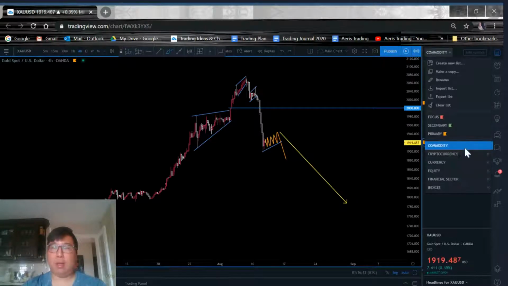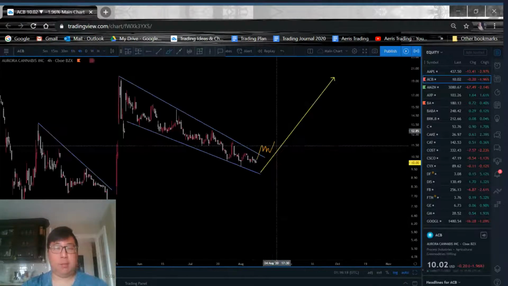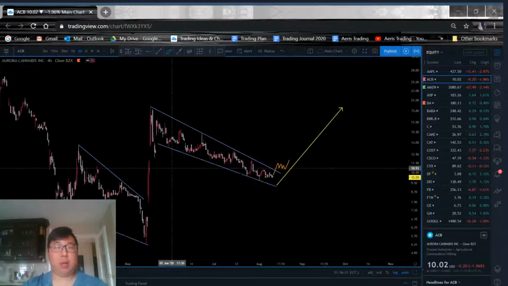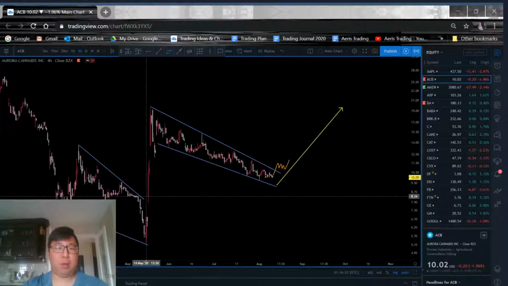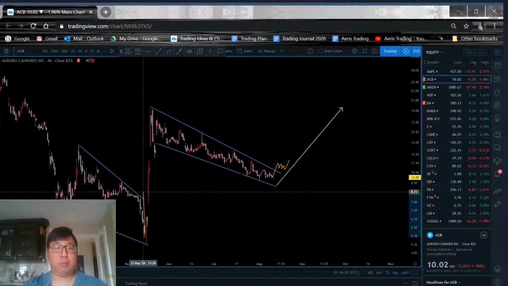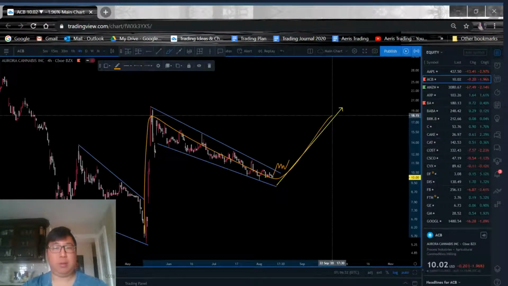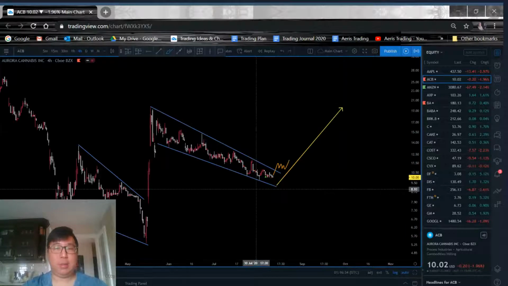All right, so that's commodity. Let's go to equity. We have a few equities on watch. I am looking at Aurora. I made a post about Aurora, still waiting. This was in my weekly outlook as well. This is pretty much just a textbook setup, right? We have this strong impulse to the upside, we have this continuation, and I'm just looking for the next impulse. Simple as that.